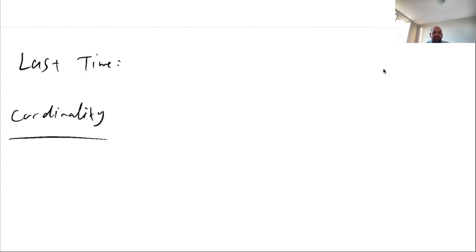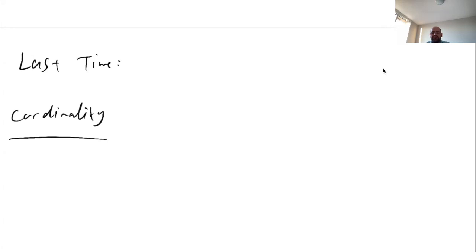Hello, everyone. So last time we were looking at cardinality of sets, the concept of cardinality of sets. Now, if you remember, we defined cardinality. When do we say that two sets have equal cardinality? Do you remember? So if you remember, we said that for finite sets, answering this question is easy. We just need to count the number of elements.